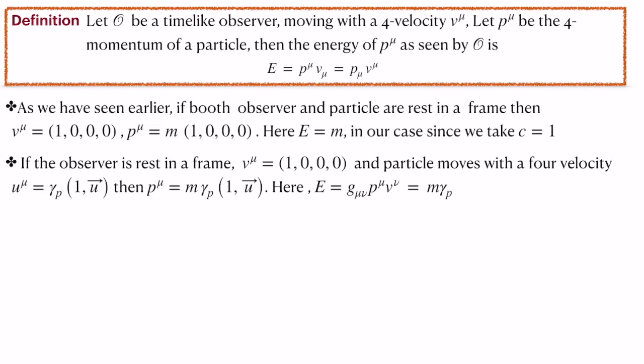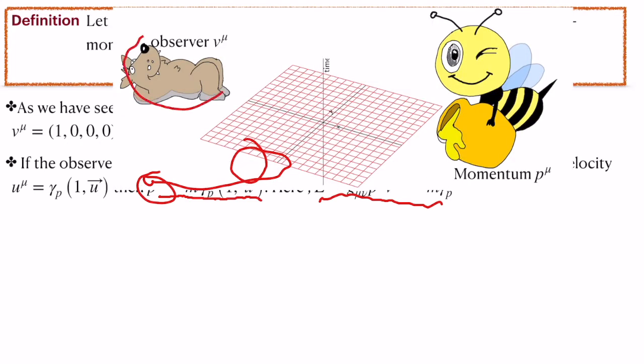Now let's compute the four momentum of this particle, that is given by m into u mu. P mu is equal to m into gamma p into 1, u. We take the dot product between P mu and V mu to get the energy of the four momentum P mu. That energy here is m into gamma p. Here the effect of motion of the particle comes in and the energy is basically changed. So in the pictorial way, you have an observer who is still at rest. On the other hand, your physical system with the energy momentum P mu is moving with respect to the frame. So energy measured with respect to them will have an additional gamma p factor.